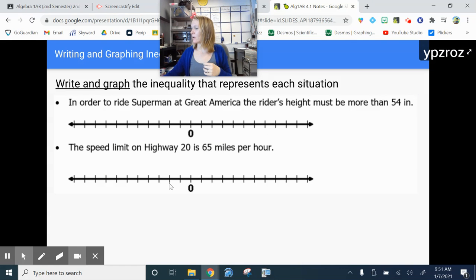So on this, we have: write and graph the inequality that represents each situation. In order to ride Superman at Great America, the rider's height must be more than 54 inches. So if we're saying more than, then what kind of inequality am I going to use? Am I going to use a less than symbol or a greater than symbol?